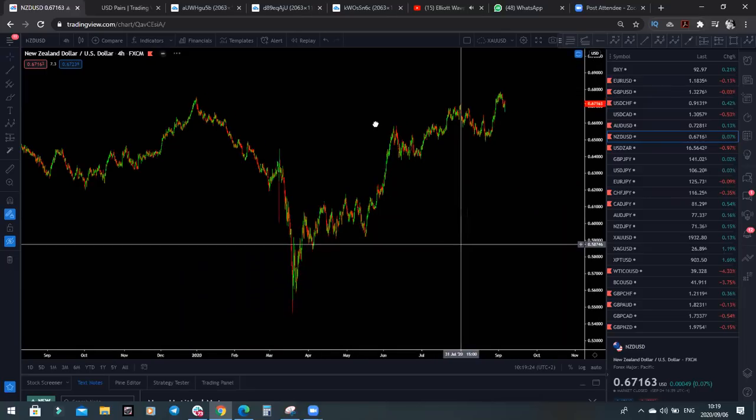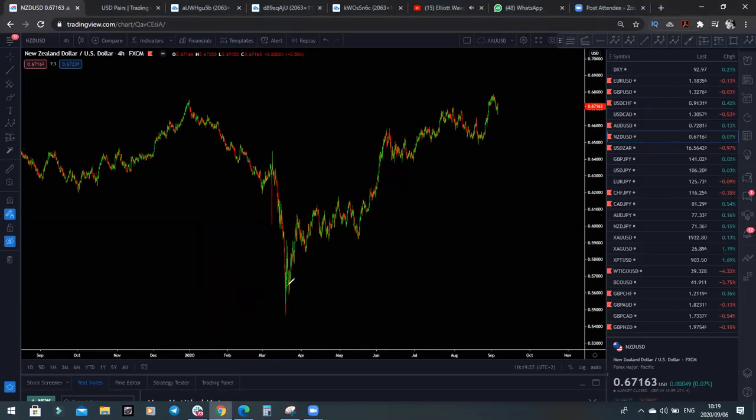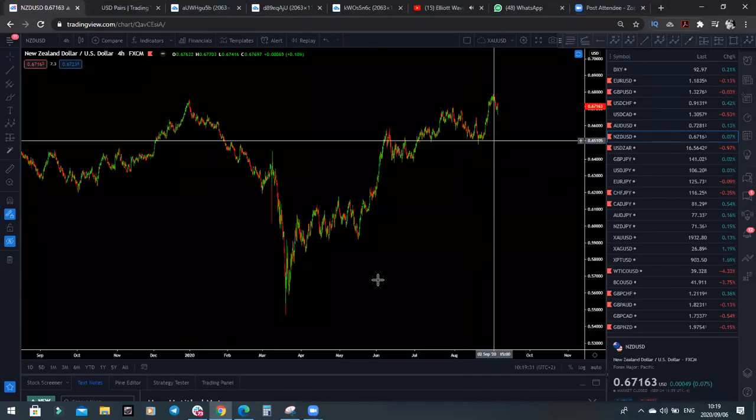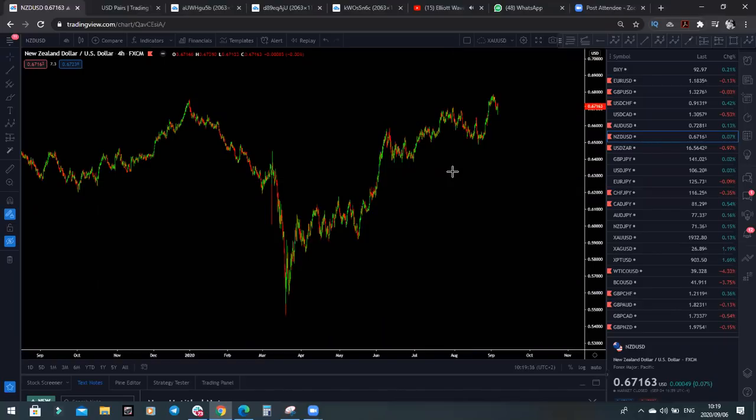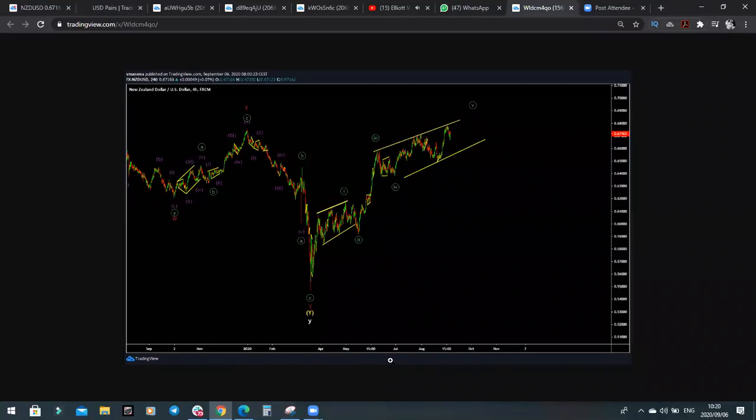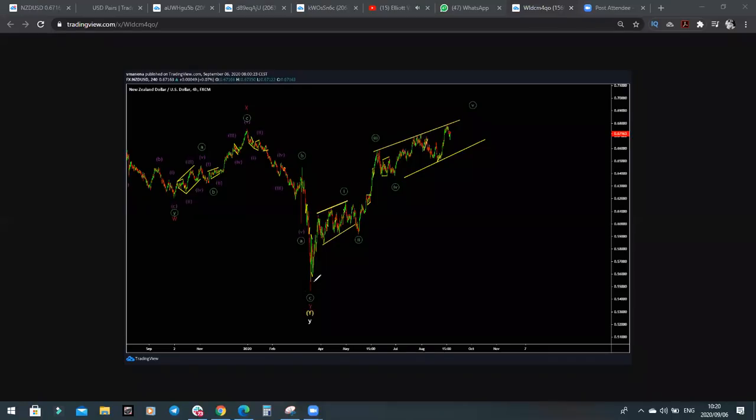So New Zealand, let's just have a look here on the New Zealand. Just want to show you something here. All right, so this is New Zealand US dollar. So New Zealand US dollar, we're looking at this structure here. This is the latest chart, latest update data chart.